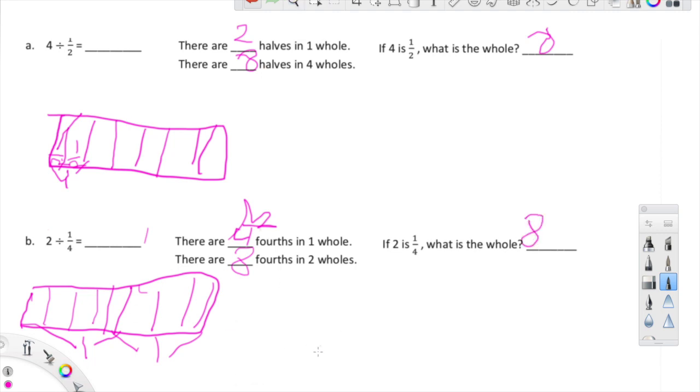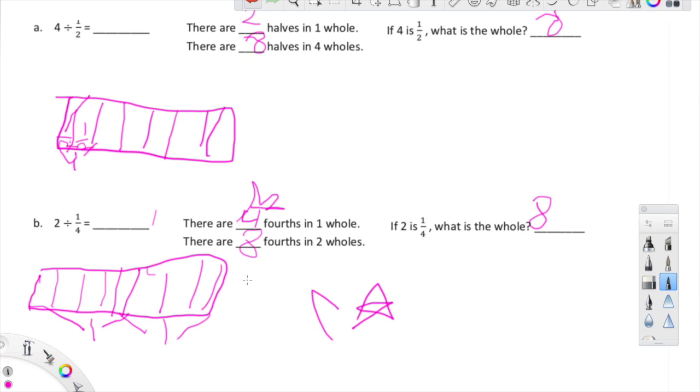So let's give us a real star. No, that's not how you make stars. So bye. I hope you understand it.